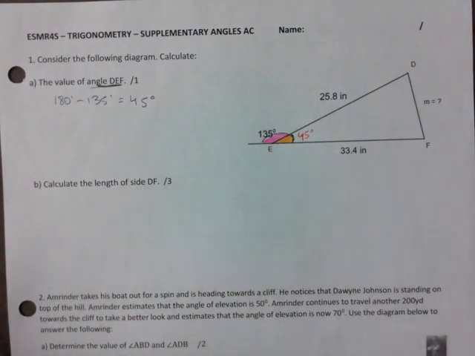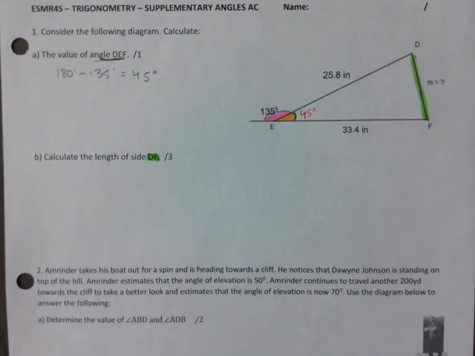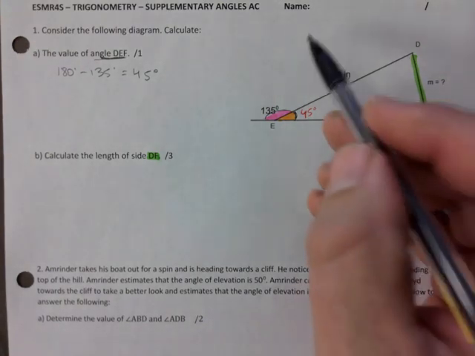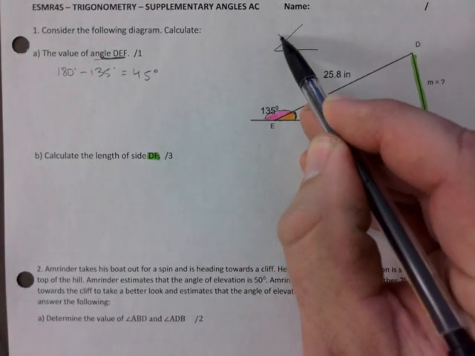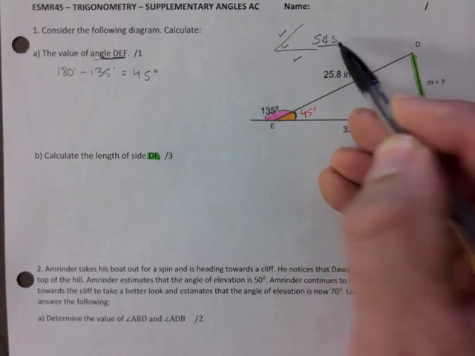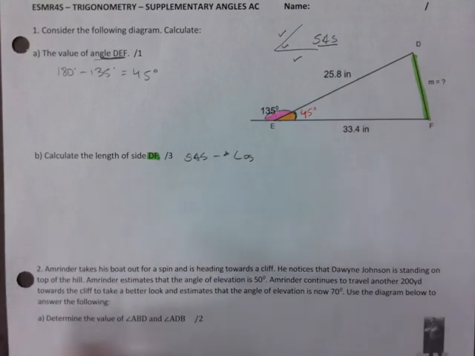Next, calculate the length of side DF. Where is DF located? DF is this side right here. Okay, side DF. So what law would I use there? Cosine law, right? Side, angle, side. So think of it this way. You need the side, the angle between sides. So that's side, angle, side. That's cosine law, right? Cosine law.